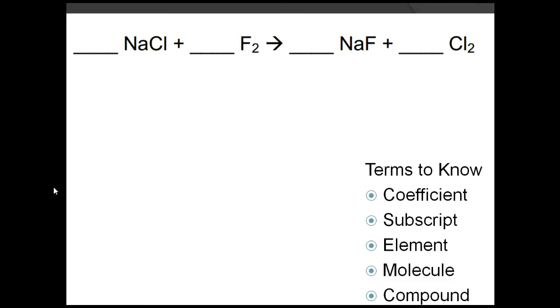Here's a quick introduction to balancing chemical equations. To balance an equation, you're basically trying to have the same number of each element on the reactant side as you have on the product side. So, if I had 2 fluorines on my reactant side, I would need 2 fluorines on my product side.